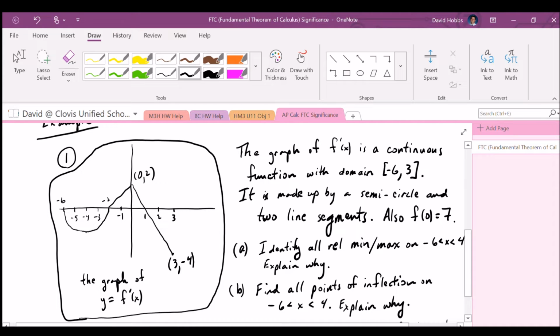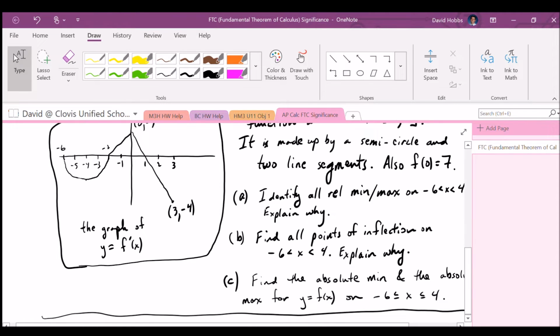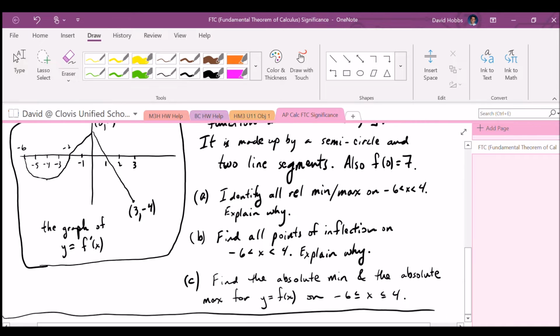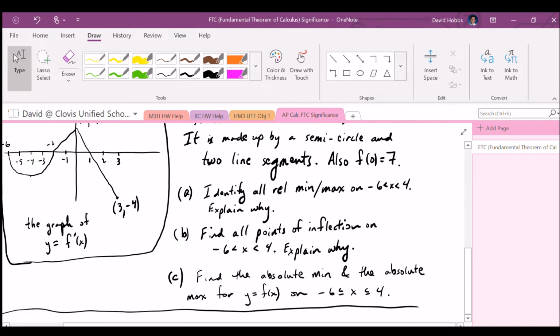Okay, part A, identify all relative min-max on the open interval from -6 to 4. Explain why. Part B, find all points of inflection on the open interval from -6 to 4. Explain why. And part C, find the absolute min and max for the function f of x on the closed interval from -6 to 4.